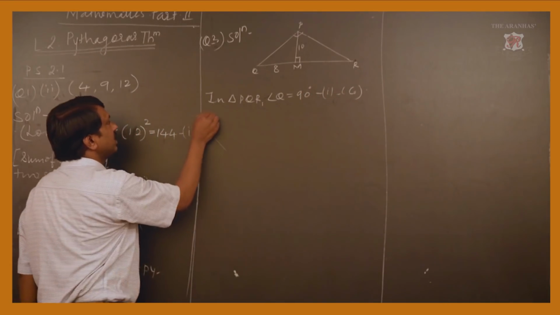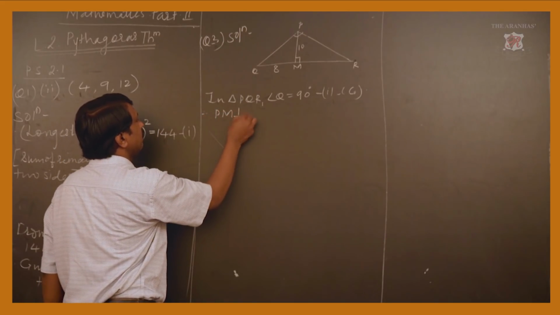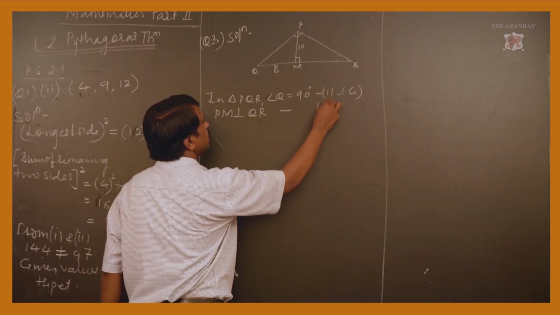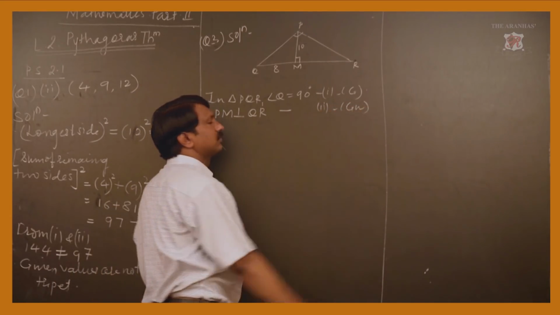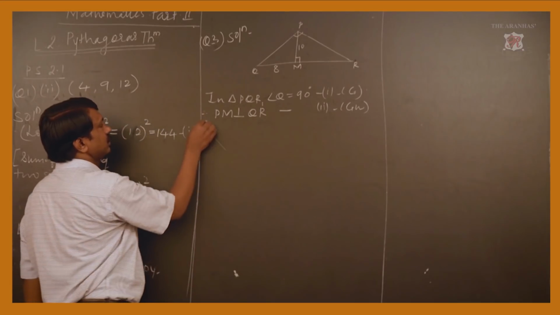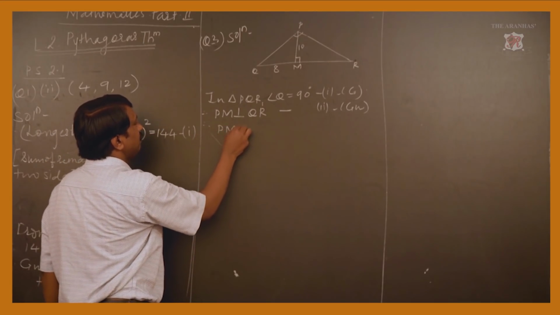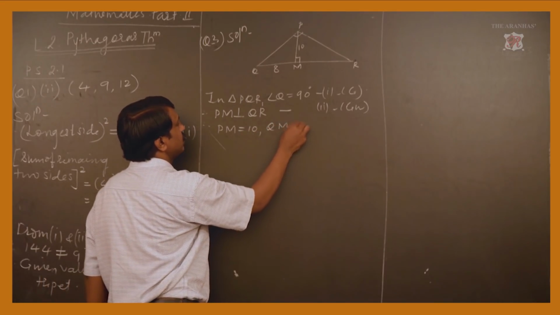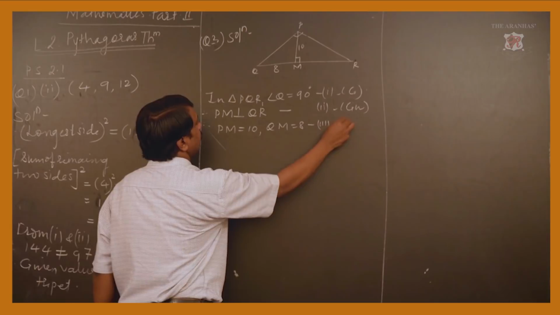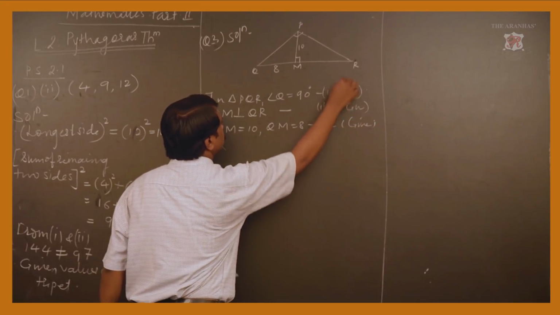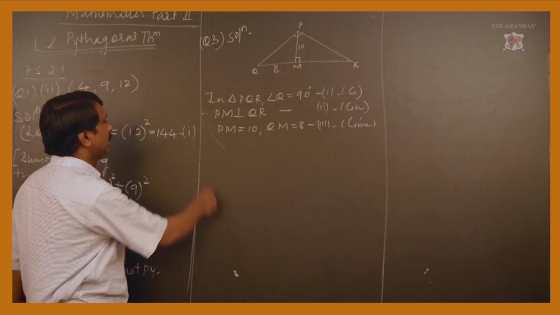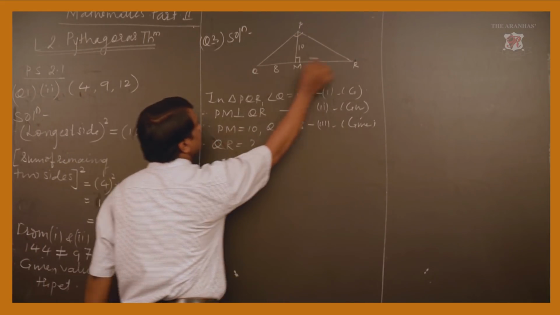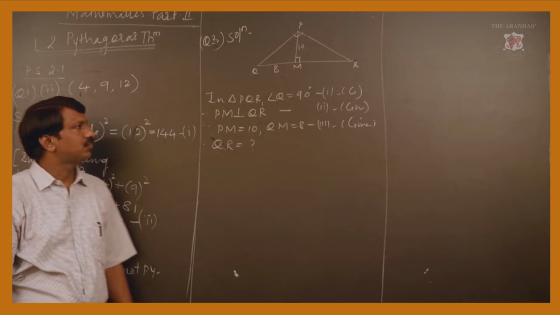Then later, PM is perpendicular to QR, that is also given, second. And two values: PM equals 10 and QM equals 8, this is the third one, also given. So these three are given and the question is: find the value of QR. What is the length of segment QR which we have to find?